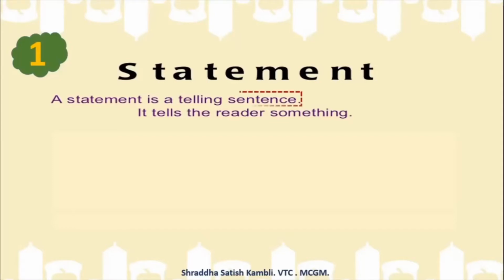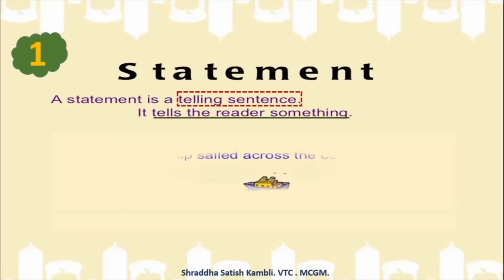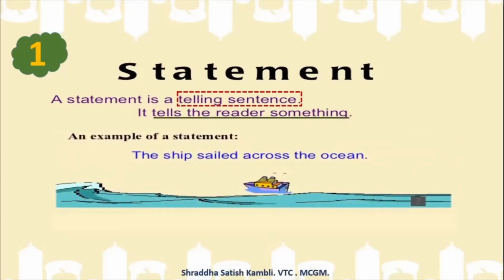Let us look at some examples. See, the ship sailed across the ocean. What is this sentence? It is just giving you information about the ship. It is telling you that the ship sailed across the ocean. So that is why this sentence is an example of a statement.